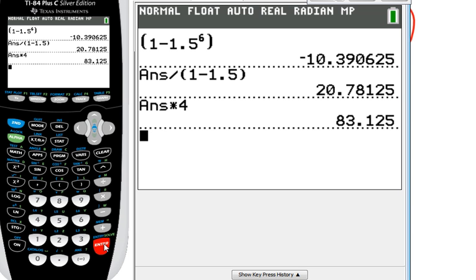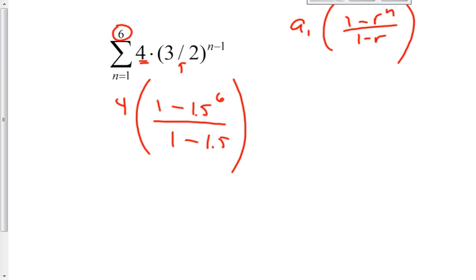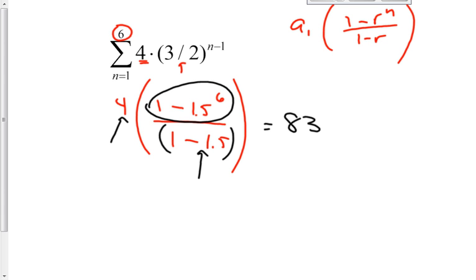Equals. Answer is 83.125. So if you want to do that when you're doing your summation notation questions, remember to do that from the inside out, working from the top down. So again, we did this part first, 1 minus 1.5 raised to the 6th equals. Then divide by the quantity of 1 minus 1.5 equals, and then times by 4. Hopefully that should get you the correct answers every time.